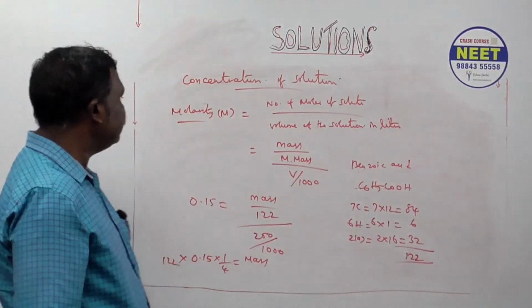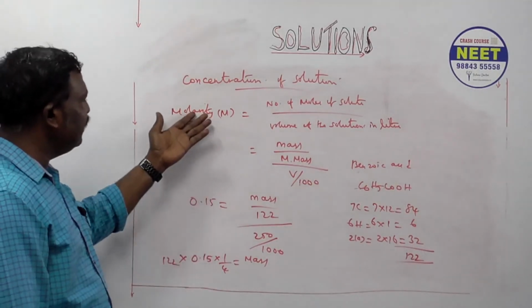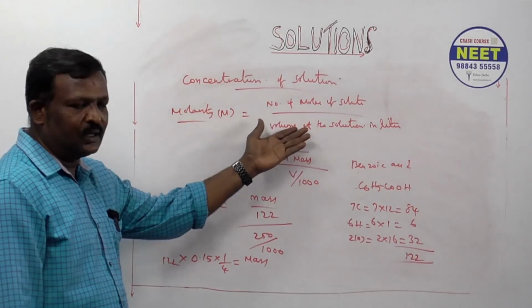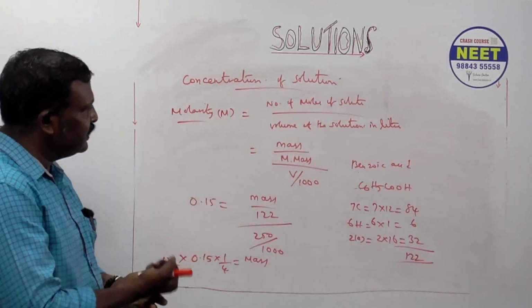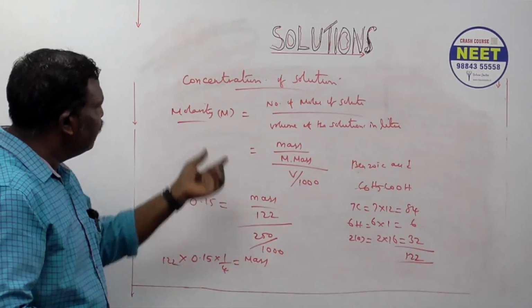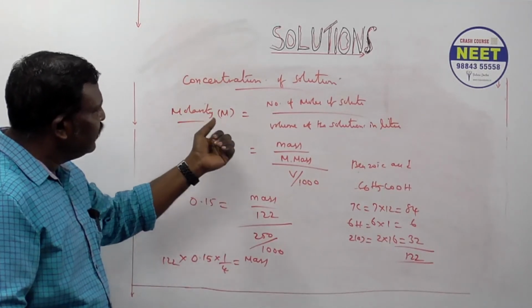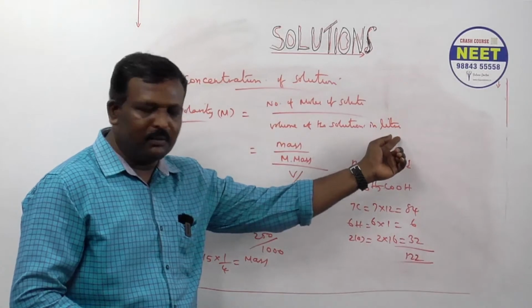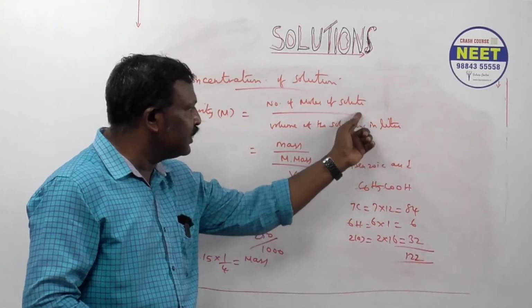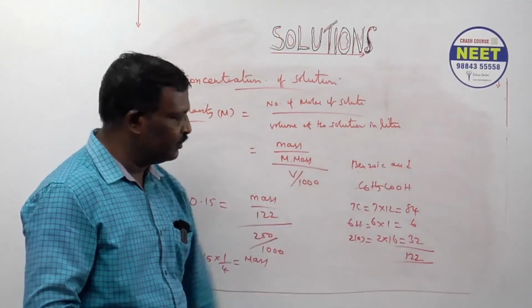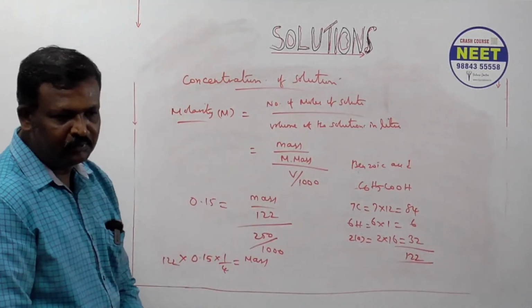Okay. Same thing. Molarity means the volume of the solution should be measured in liter. For molality, the solvent should be in kilogram. That's the small correction, okay? Finished?